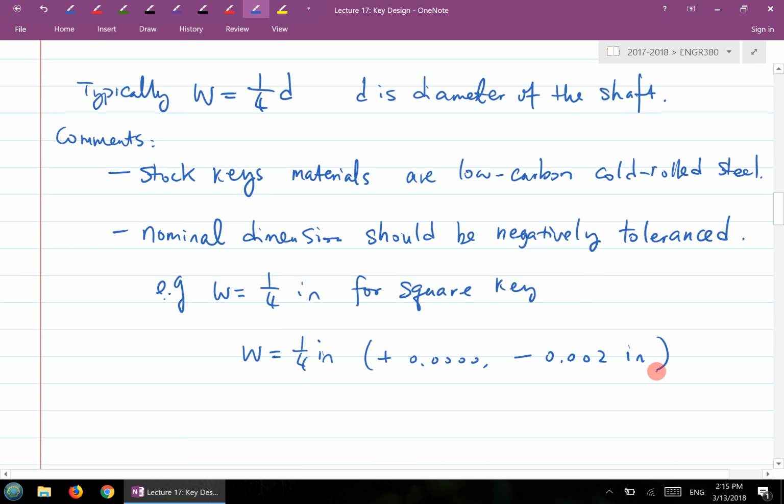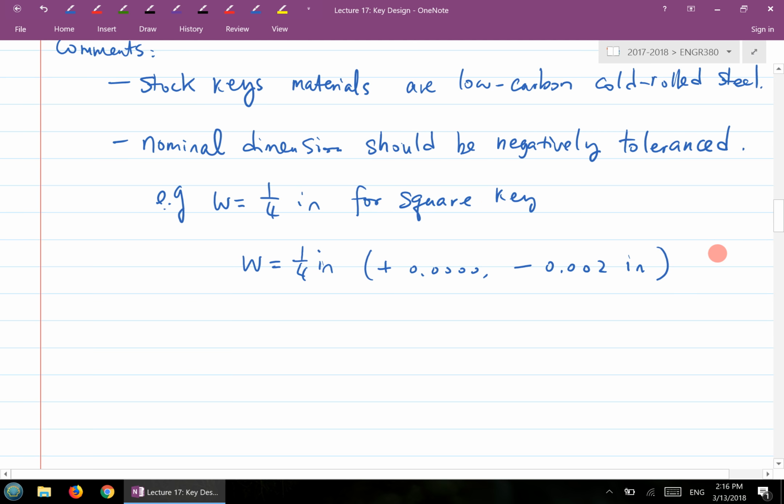Okay. So now your key seat on the shaft can be machined using, for example, a mill of exactly 1/4 inch size. And because the key is negative toleranced, you can just put it right into the key seat without a press fit or applying any pressure to put it in. Okay, yeah. So that's what negative tolerance means here.